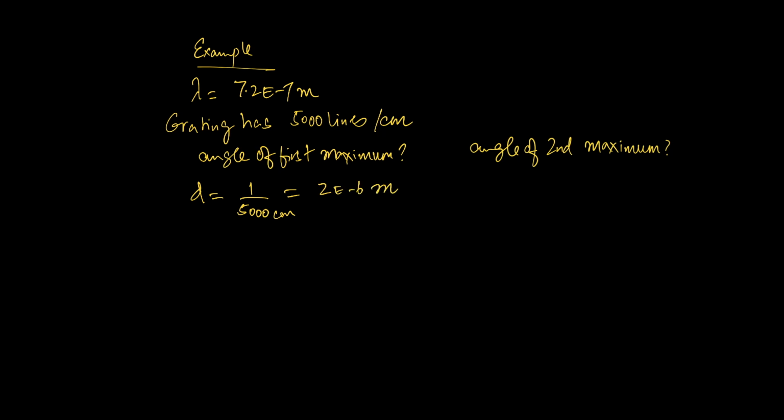So sine theta is equal to n lambda upon d. I think we are all clear on that. What is lambda? Lambda is 7.2 times 10 to the negative 7, and we have just calculated d. In this case here, n is equal to 1, and in this case n is equal to 2. So if you do the algebra on that and do an inverse sine, you're going to get that theta here is equal to 21 degrees, and theta here is going to be equal to 46 degrees.